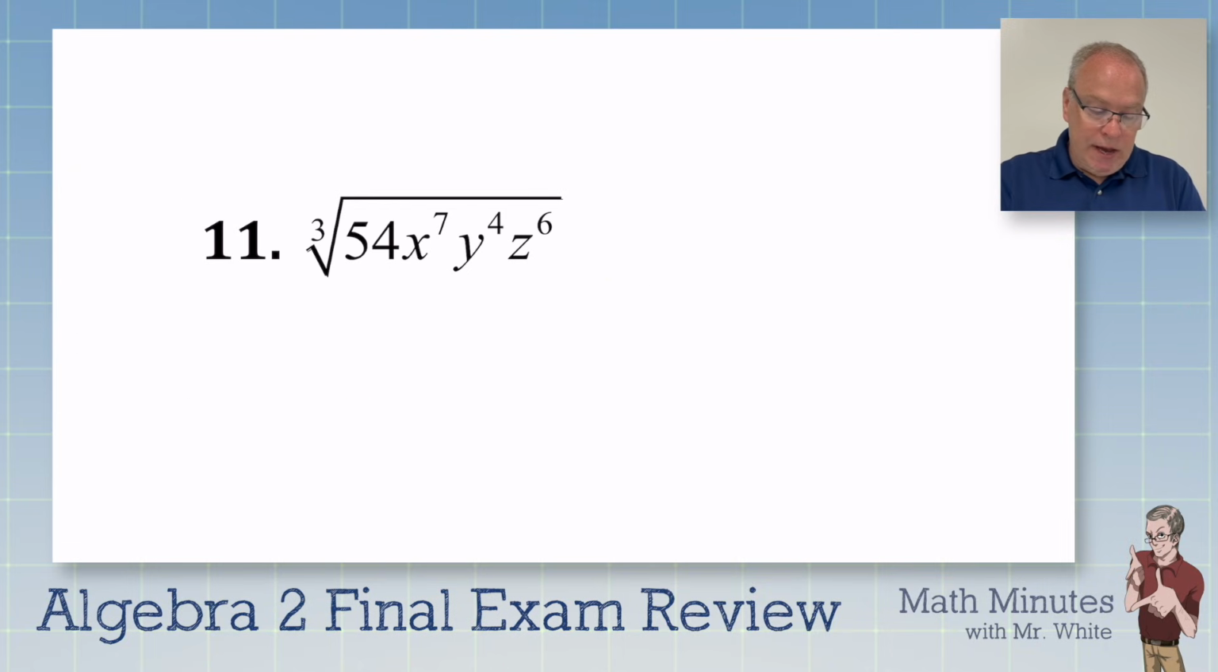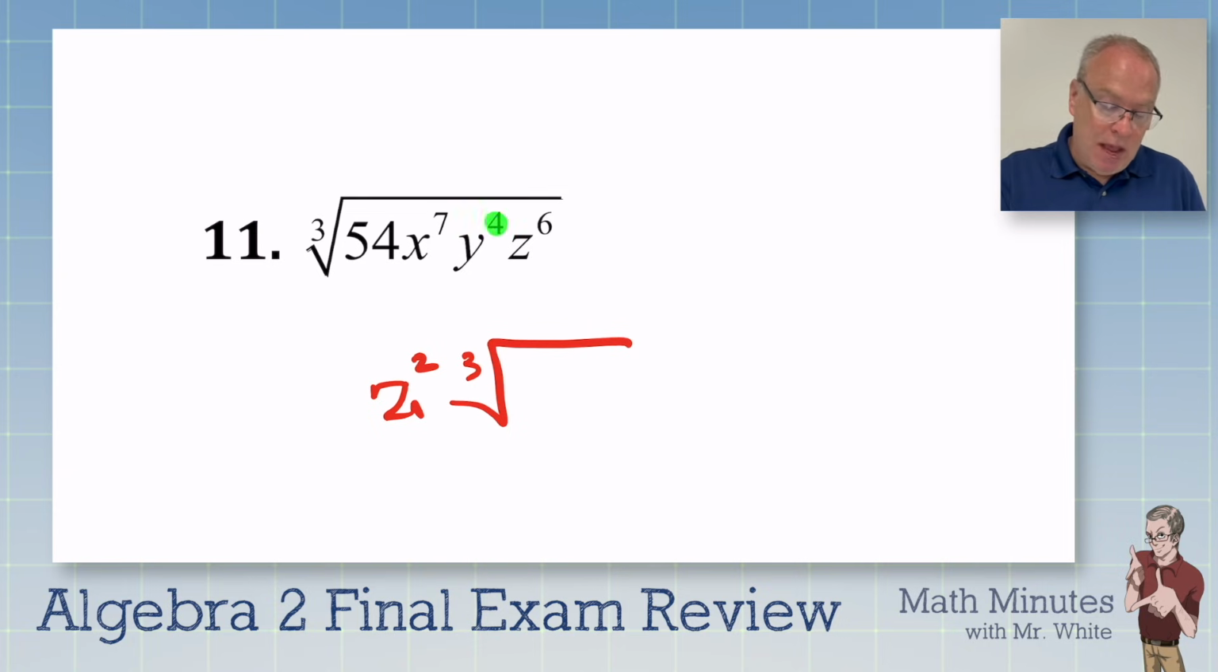All right, moving on. Number 11, let's use our division facts. All right, so let's start with z. How many times does 3 go into 6? 2. So we're going to get a z squared on the outside of the radical.